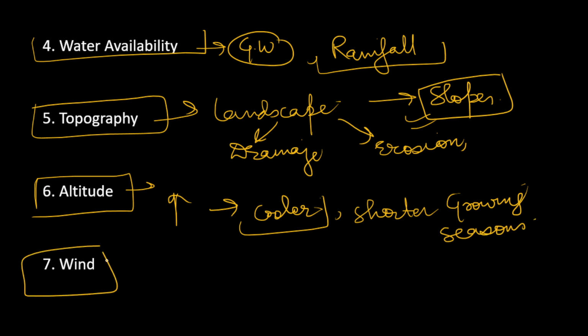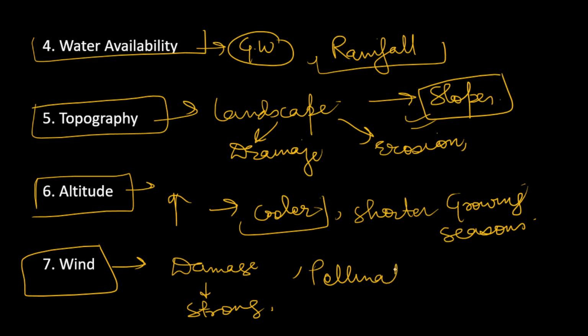Wind has various impacts, because if the wind is very strong, it will damage crops. Damage by strong winds. Winds also play a very important role in pollination and evaporation. So all these things have a very huge impact on crop production. These are the environmental and physical factors which have a very huge impact on crop production. I think you understood all the factors, and based on this structure you can answer this question.